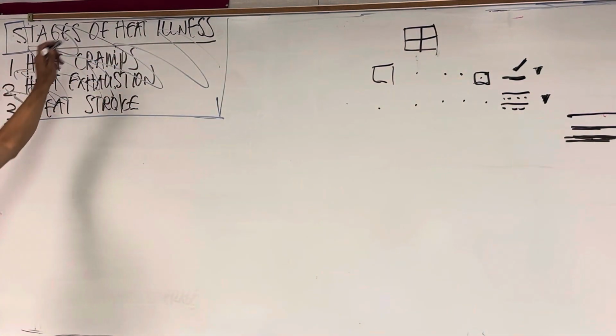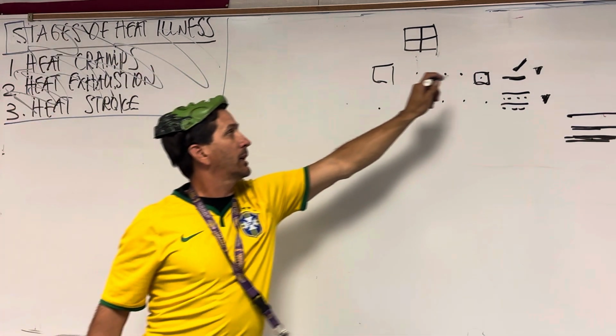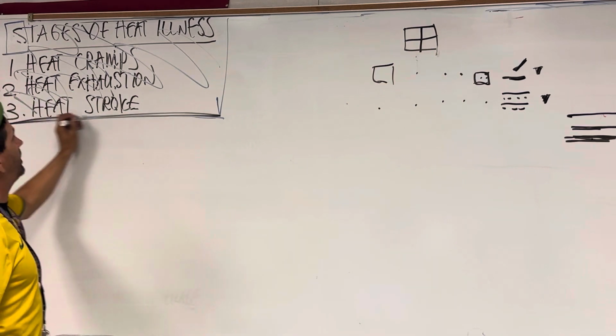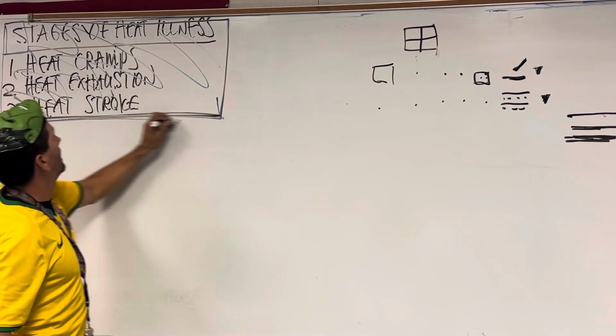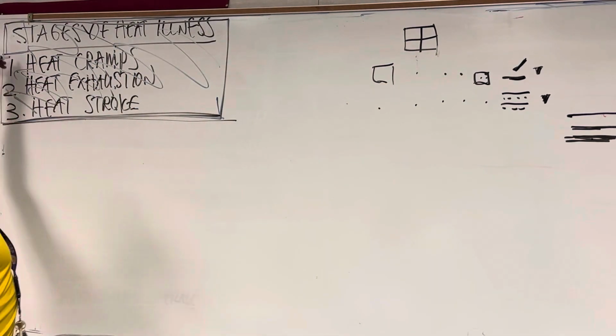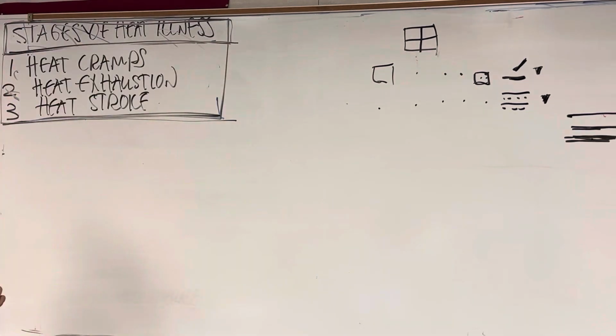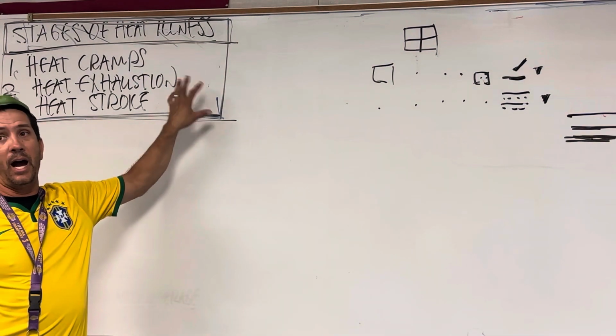Now you're going to click on just stages of heat illness. Click on this box again. So the first click, you should have this box. The second click, you should now have this box. So now you're going to click out of that, so now it's not highlighted blue.